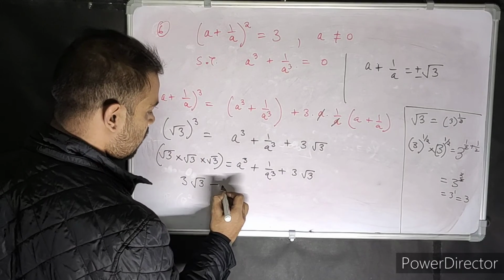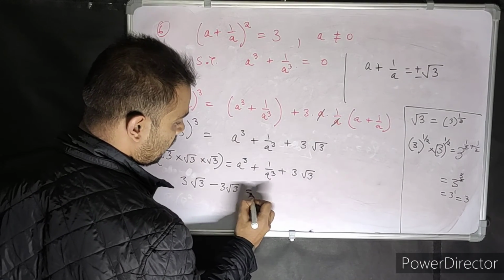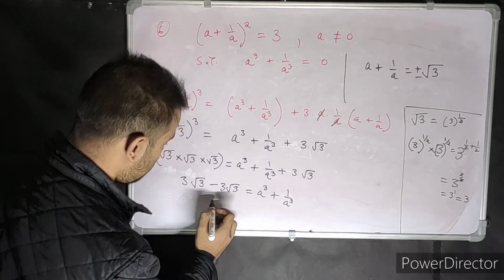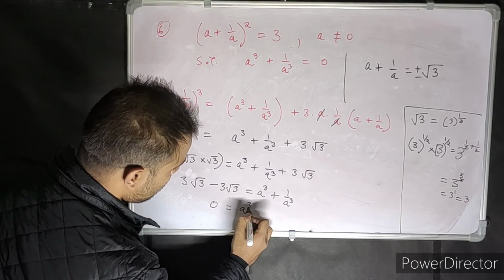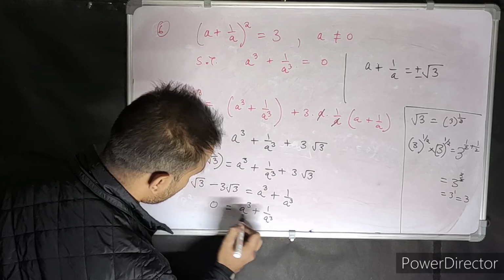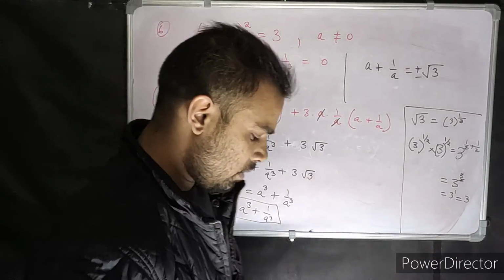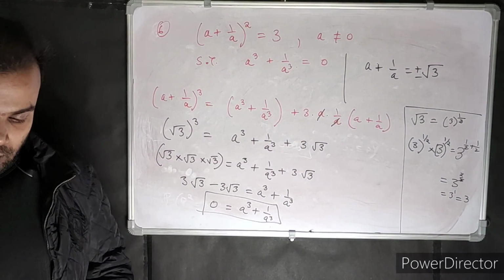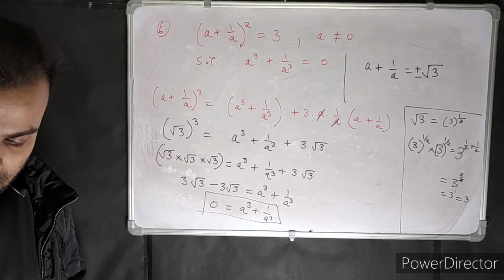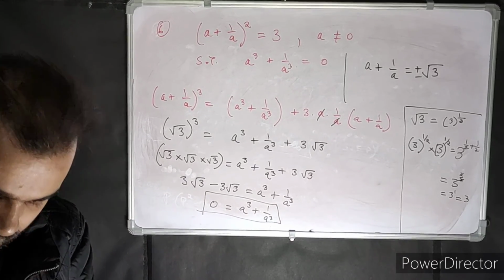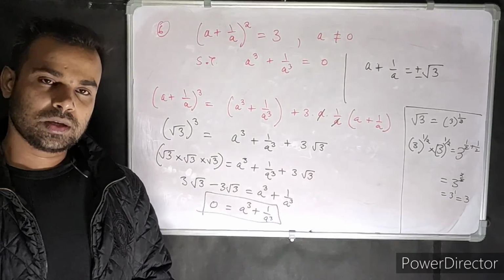Bring this here. This is 3 root 3 subtracted, and that is a cube plus 1 by a cube. This is 0. There you go, proved again. That's it for today. This question is also done. We'll do the next question in the next videos.